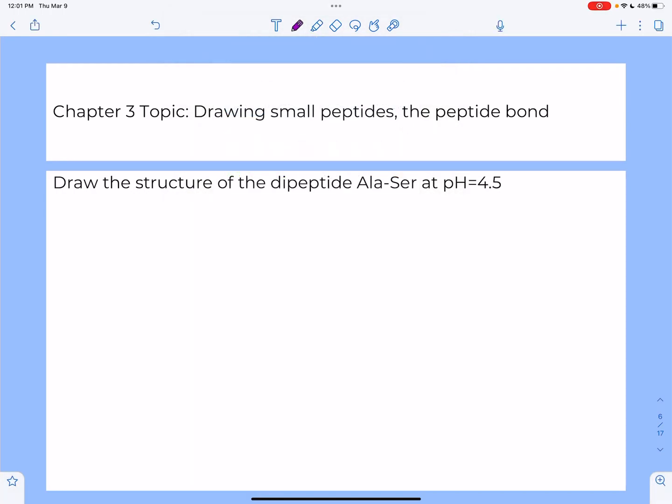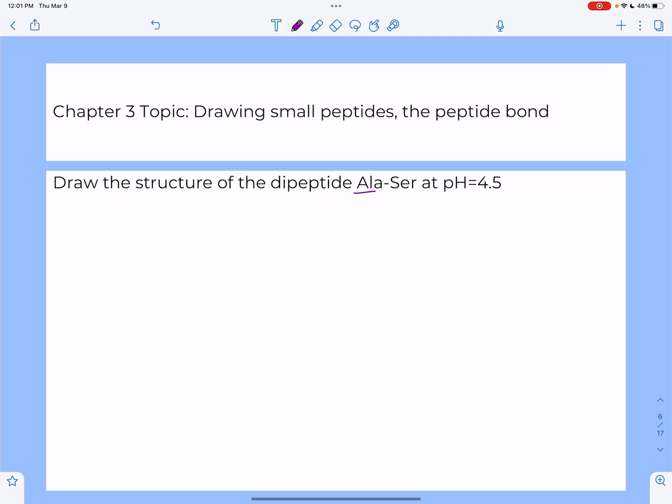Next up is drawing the structure of the dipeptide alanine serine at pH 4.5. So again, this is going to involve being able to determine what a side chain looks like at a certain pH, as well as focusing on the important concept of what a peptide bond looks like and how you take two free amino acids and turn them into a dipeptide.